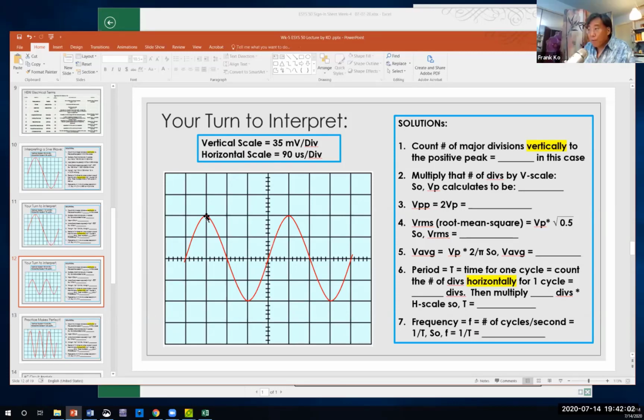Very good. Now for item number 4, Benjamin, can you walk us through how that calculation is made? You take VP, which is 70 millivolts, and you multiply that by the square root of 0.5. So VRMS equals 49.50 millivolts VRMS. Good job. Okay, so your volts RMS calculates to be 49.50 millivolts RMS. How many people agree? Good job. All right, thank you very much.